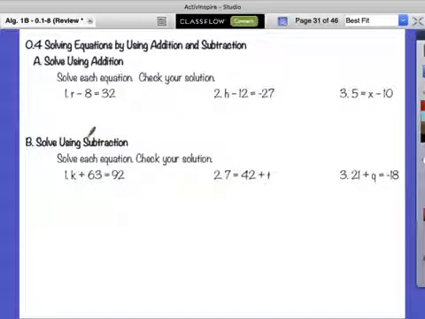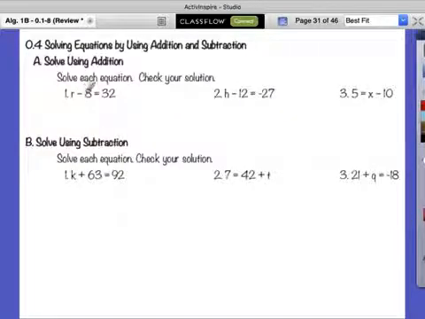So this is the bottom of the page where we left off last time. Make sure you have your notes out. Alright. So, this should be a review here, right? We're going to solve the equation, then we're going to check our solution.